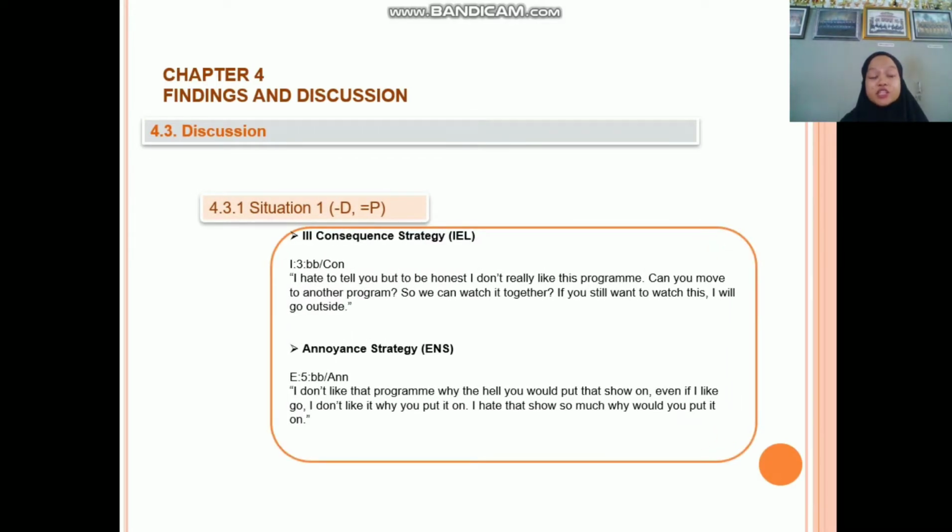The discussion is divided into 6 situations. The first situation saw the use of ill-consequence strategy by an Indonesian English learner. Based on the theory, it is an ill consequence when a complainer expresses disapproval concerning a certain state of affairs he or she considers bad for him or her.